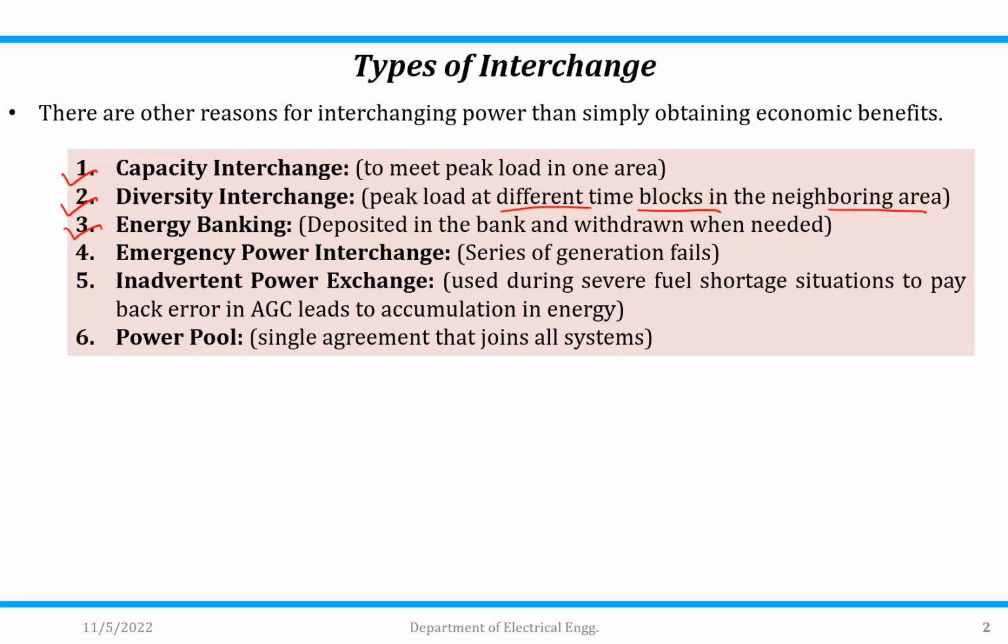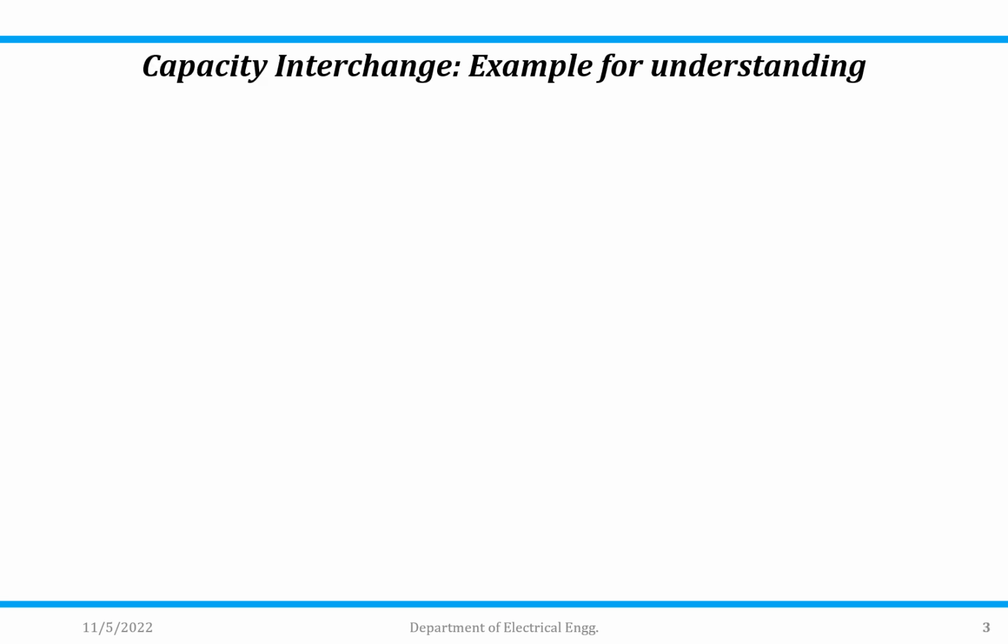Energy banking: energy is deposited in the bank and withdrawn when it is needed. Emergency power interchange: when a series of generation fails. Inadvertent power exchanges: used during a severe fuel shortage situation to pay back errors in automatic generation control that lead to accumulation in the energy. And the last point is a power pool, that is a single agreement that joins all the systems.